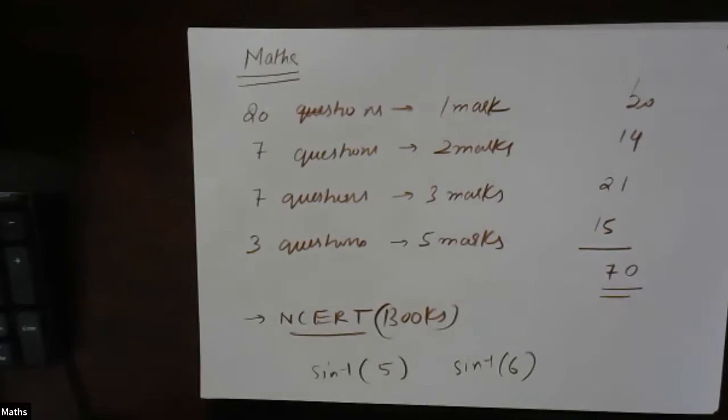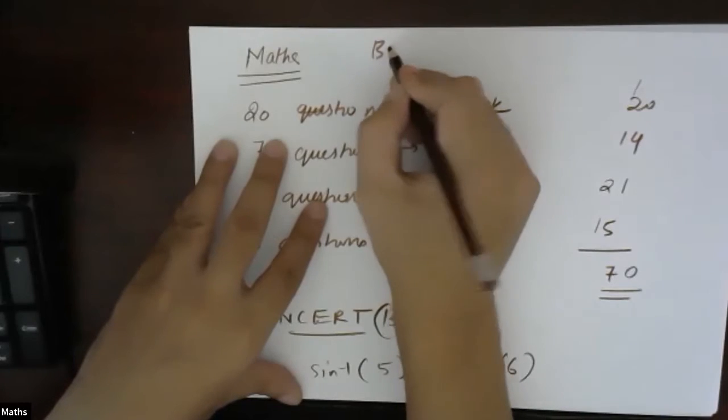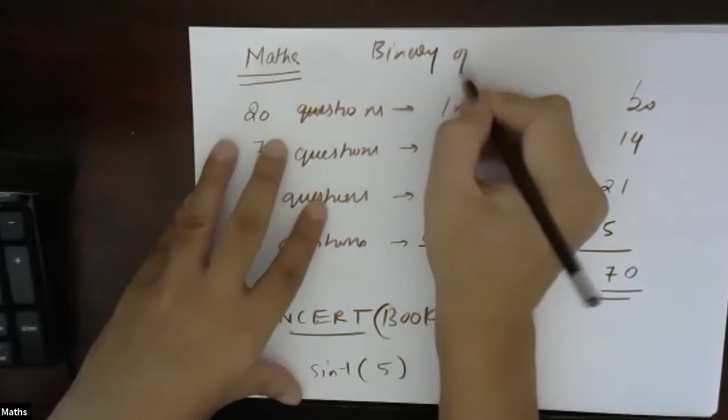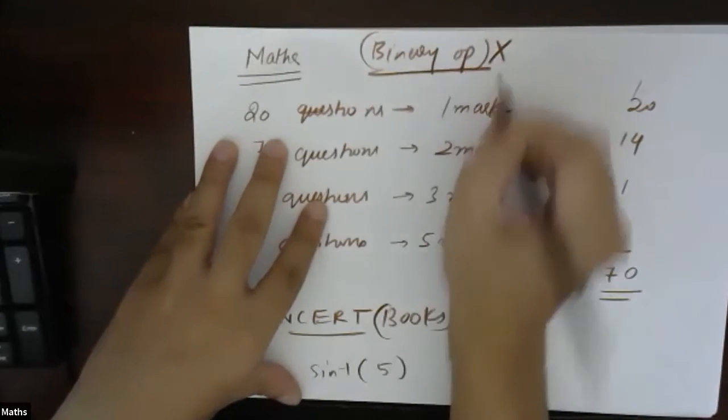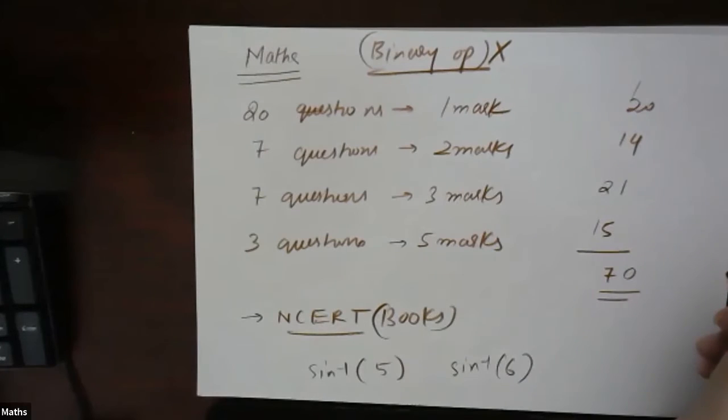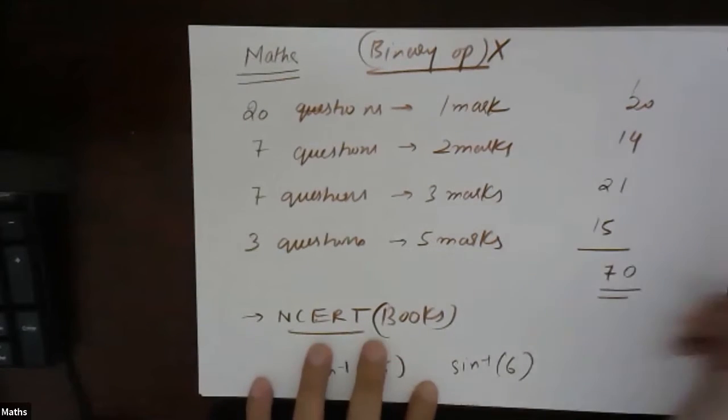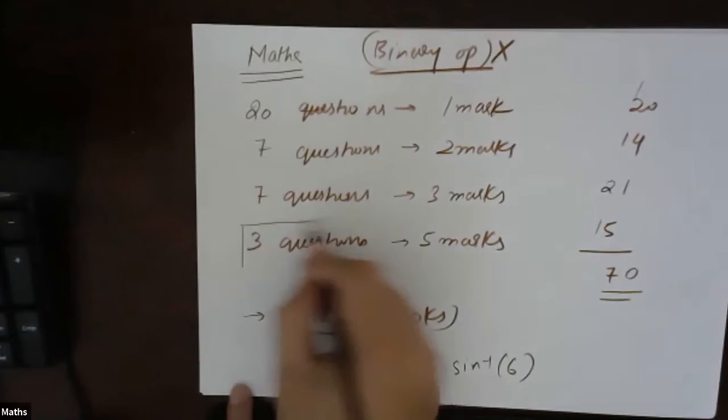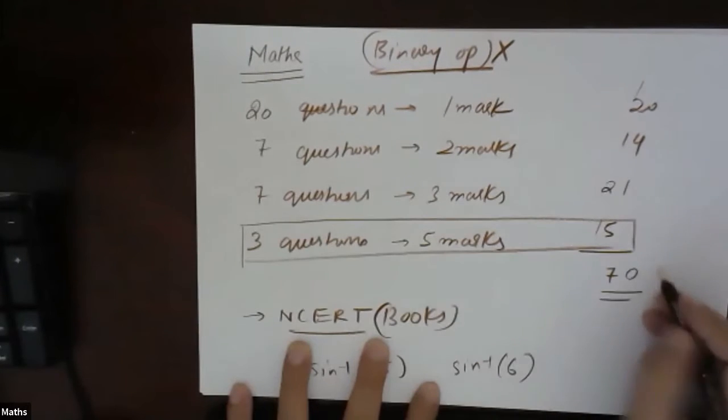No, binary operation is not in the syllabus. One more thing. Maths is out of 80, but I think something will be changed in this part. Okay, maths is out of 80.